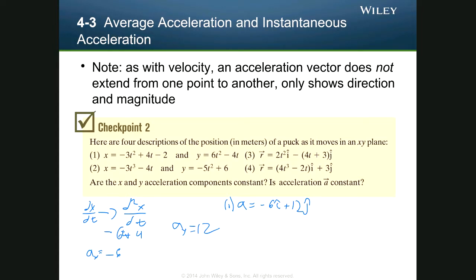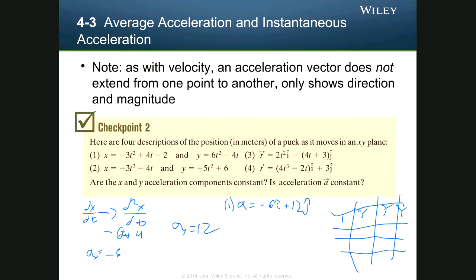So take a minute and work on 2 and then 3 and 4, and see if you can figure it out. We'll make a little table here. So for 1, we have yes, yes, and then yes. Right? So we'll do that for 2, 3, and 4.